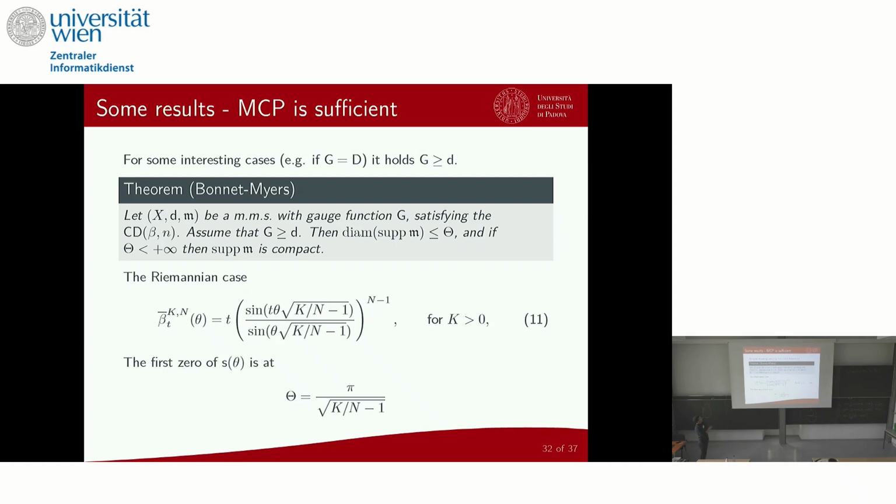I'm sorry not to give you the full statement, but you can see it, of course, in the paper. So if you have a metric measure space with a gauge function g, such that g is bigger or equal than the distance, which is always true if you take as a gauge the capital D I was showing before, then you have a bound on the diameter of your space, the support of the reference measure, with respect to big theta, which is the first zero of your S function. In the Riemannian case, the S function is the denominator here, and actually the first zero is a bound on the diameter, of course, when K is positive.